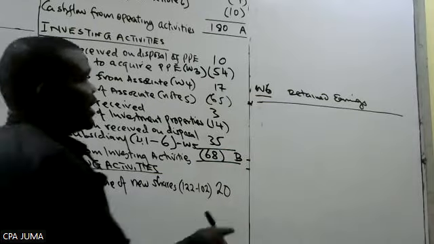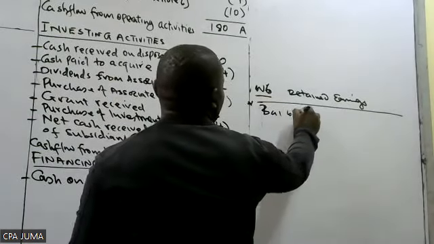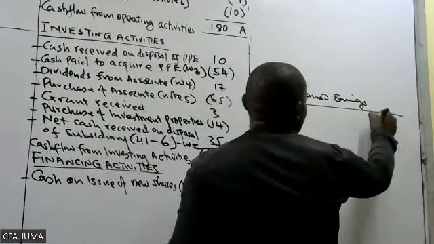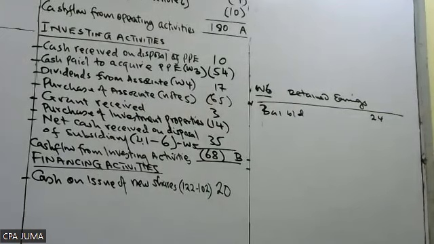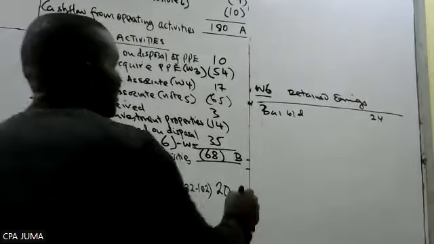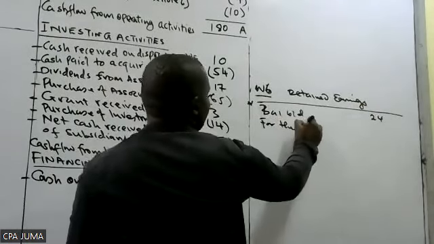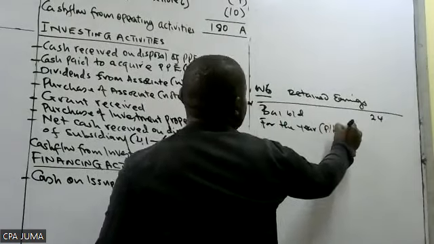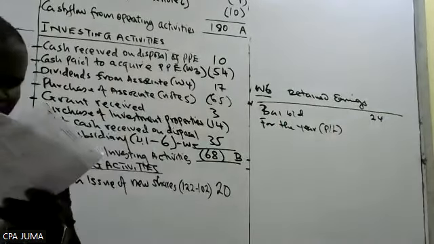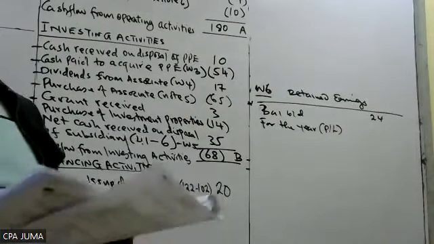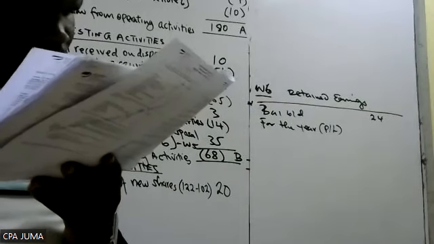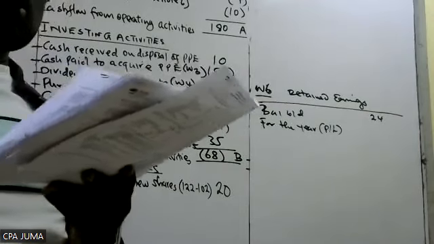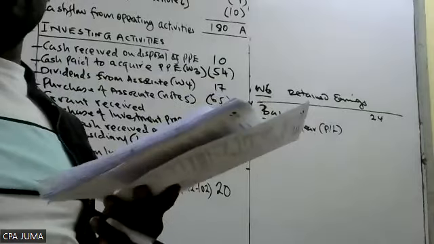So how much was the retained earnings when we started the year? It was 24, right? Yes, it was 24. So give us 24 there. When we started the year, the retained earnings was 24. What about for the year? For the year, check the P&L, the profit and loss account. You check profit attributable to the members of the parent.